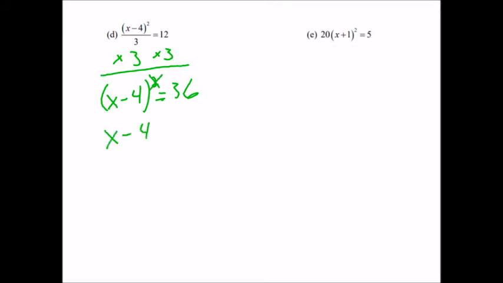All right, we're still on number 1, but this is letter D. What I'm going to do to get rid of the 3 in the denominator is multiply by 3 to get x minus 4 squared is equal to 36. I'm going to take the square root. This x minus 4 is in parentheses, so I want to get rid of the square somehow. In order to do that, I have to take the square root of the other side. So x minus 4 is equal to plus or minus 6.